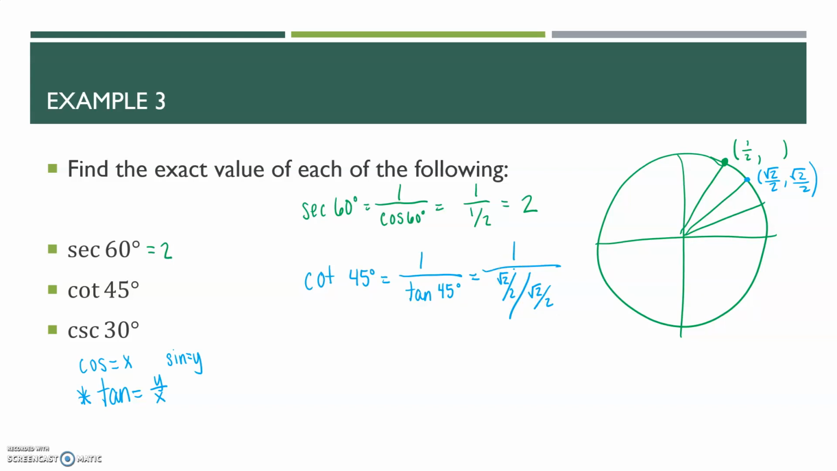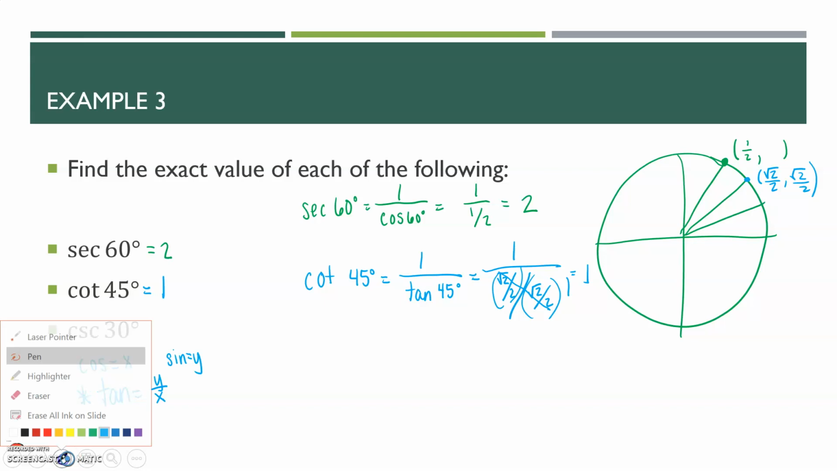Now, you might look at that and go, oh my goodness, this is the worst thing that's ever happened in my life. But in this case, it's not too bad, because if I have radical 2 over 2 divided by radical 2 over 2, it's the same thing in the big numerator as the big denominator. So those are going to cancel out and just equal 1. So I've got 1 over 1, which equals 1. So the cotangent of 45 degrees is 1.